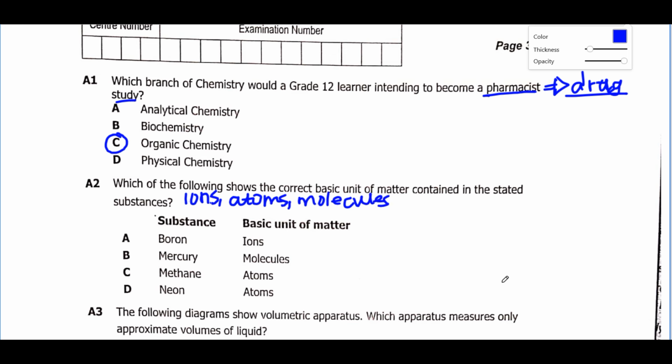If you look at multiple choice A, we have boron. Boron is an element, therefore boron is made up of atoms. So A is not an answer. B, mercury, molecules. No, this is not an answer. C, methane. Methane is a compound with the chemical formula CH4, and this one does not contain atoms. So we are going with D, which is an anion. It is made up of atoms.